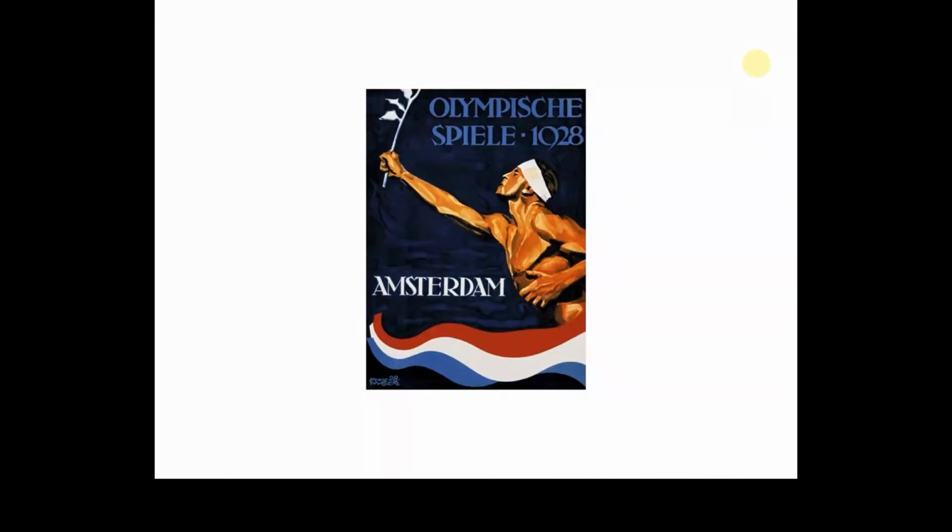1928, Amsterdam. More of an expressive painting than a poster, showing a runner holding the symbol of victory, a laurel branch. The wavy red, white, and blue lines represent the colors of the hosting country's national flag.